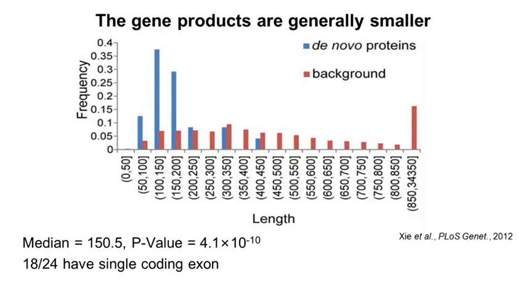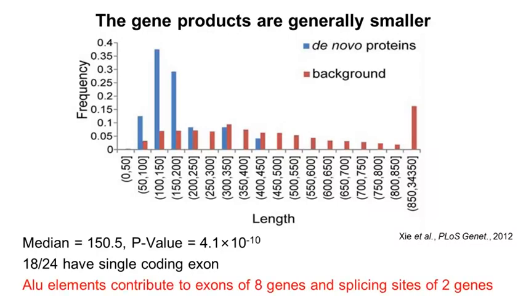The median length of these gene products in human is 150 amino acids, which is statistically significantly smaller than the lengths of all human protein genes. 18 of the hominoid-specific genes have single coding exons in human, whereas most human genes have multiple exons. Interestingly, similar to the case of FLJ33706, Alu elements contributed to the creation of exons in 8 genes and the creation of splicing sites in 2 genes, highlighting again the importance of repetitive elements in the creation of new genes.